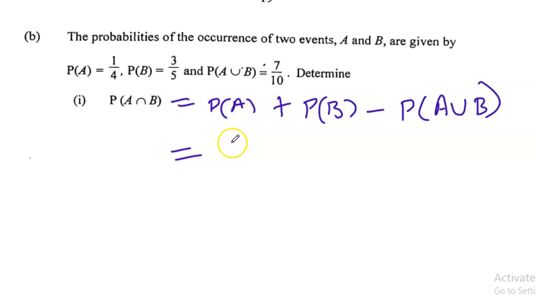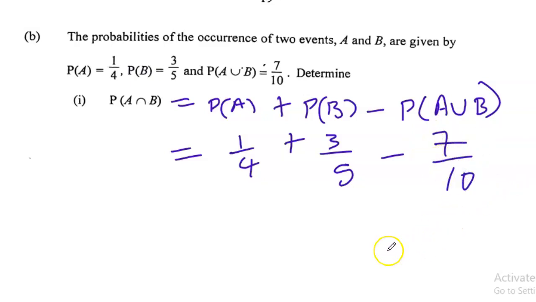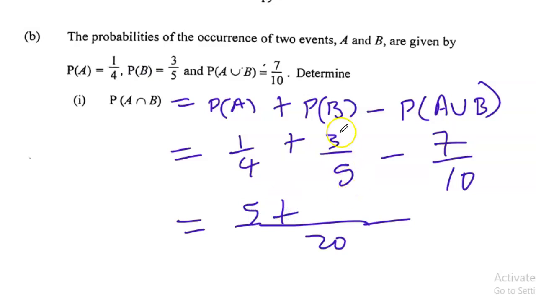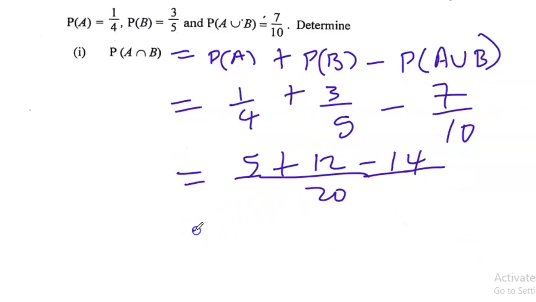So the probability of A is a quarter. The probability of B is 3/5, minus A union B, that's 7/10. And of course, what's the LCM here? LCM is 20, so I can put each fraction over 20. A quarter is 5 over 20. To get 20 here, multiply by 4, so 4 times 3 is 12. And to get 20 here, multiply numerator and denominator by 2, so I get minus 14. So that's 5 and 12, 17. 17 minus 14 is 3. So it's 3 over 20.